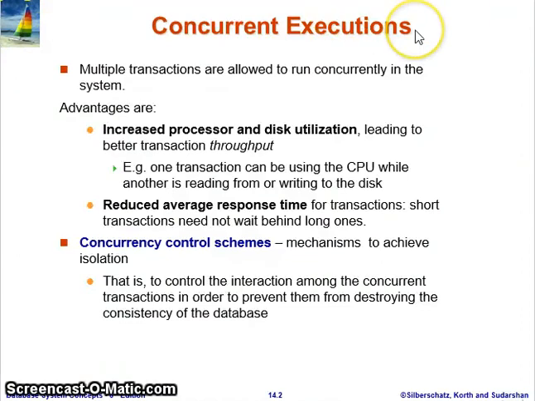Concurrent execution of transactions. When multiple transactions are allowed to run concurrently or simultaneously in the system, we call it concurrent execution of transactions, which means more than one transaction is executed simultaneously. There are several advantages of concurrent execution. The first advantage is increased processor and disk utilization, and also increased throughput of transactions, meaning per unit of time we are executing more transactions.